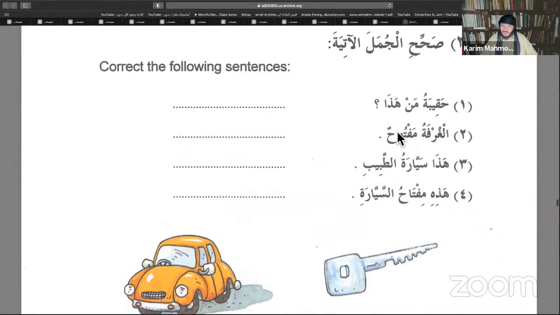Okay, so here we're gonna correct these sentences, guys. These sentences are wrong. Before I correct the sentences, we're gonna go through the meanings of the words in the sentences, and then we're gonna give it to some people.